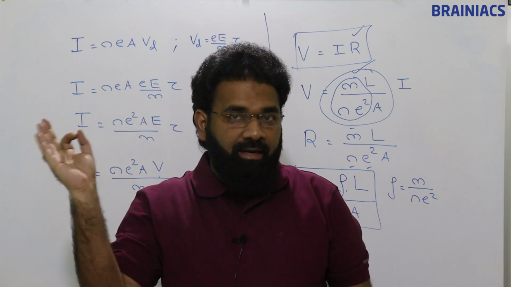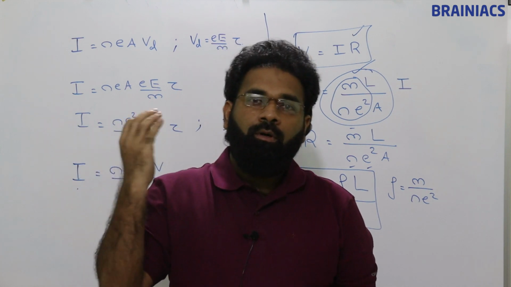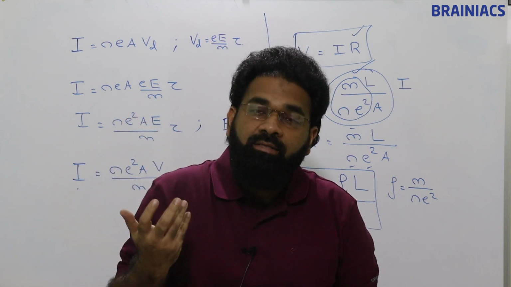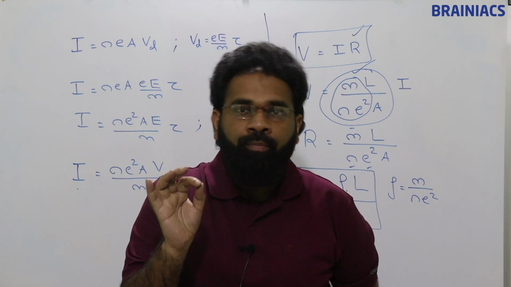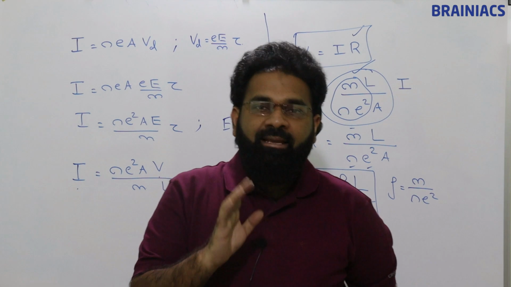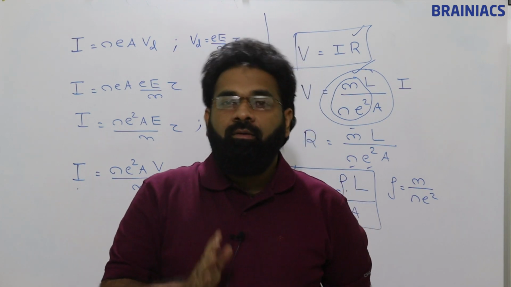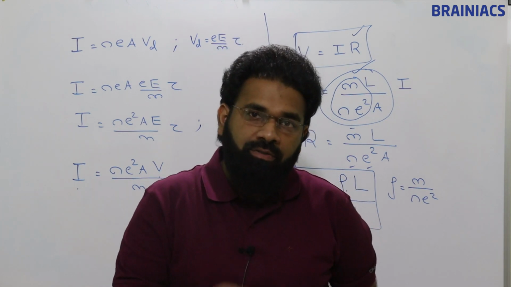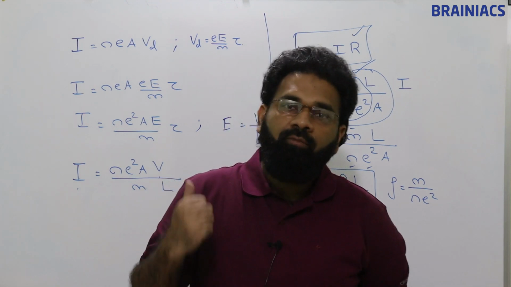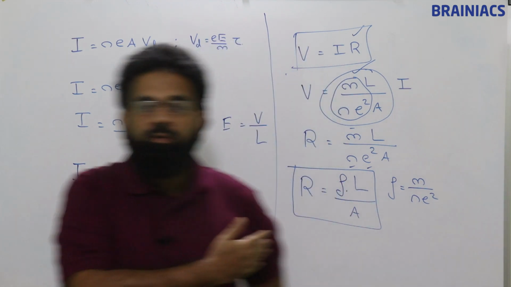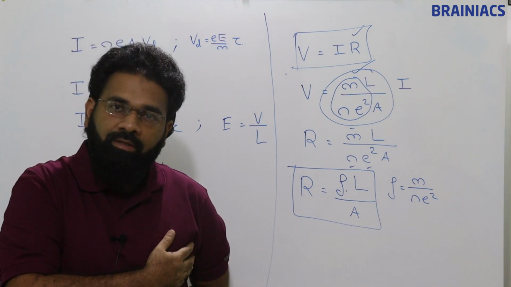Resistivity, just like conductance we have seen, current density is equal to sigma E. Current density is equal to sigma E. Sigma is conductivity. I already said that it is constant for a particular material. In the same way, resistivity is also constant for a particular material.